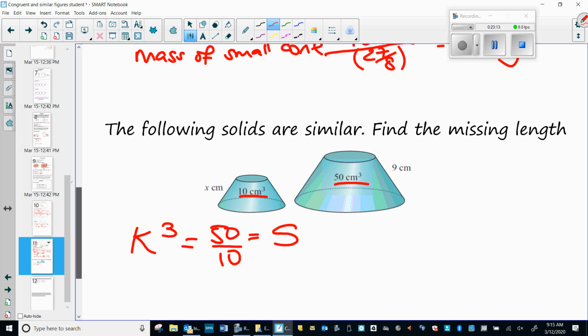So k cubed is 5. Now, we need to find the different lengths. So what do we have to do to this number? Cube root it. Lovely.